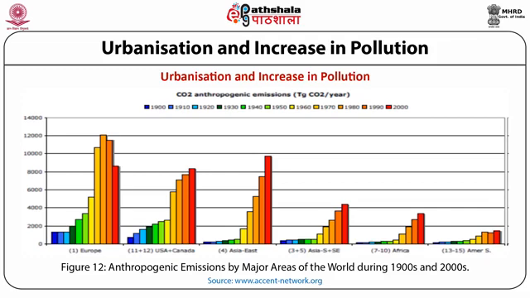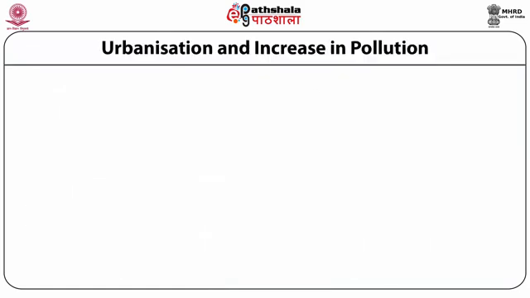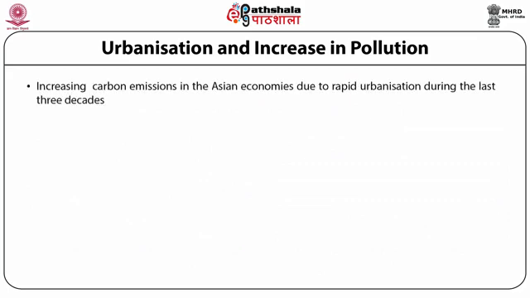Here, it should be clearly understood that the anthropogenic carbon dioxide emissions come from combustion of carbon-based fuels, principally wood, coal, oil, and natural gas. The burning of fossil fuels and extensive clearing of forests has contributed to a 40% increase in atmospheric concentration of carbon dioxide. If we just concentrate on the Asian economies, it is being observed that due to rapid urbanization, the carbon emissions have increased during the last 3 decades. Still, these emissions are less than that of the developed region.